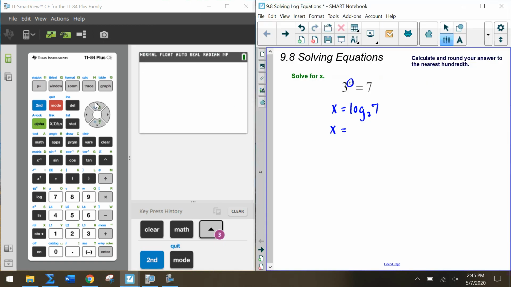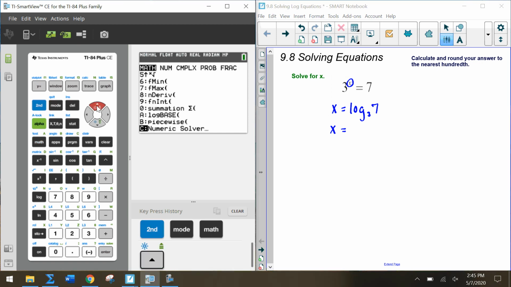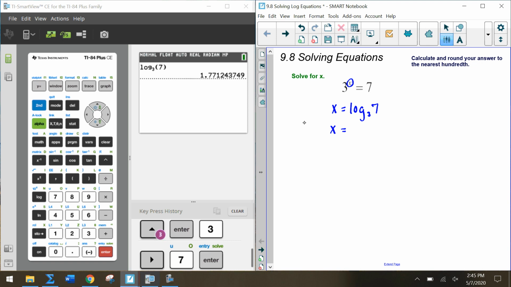So how do we do this in our calculator? If we hit the math button, and then hit the arrow up, notice how it says log base parentheses. That's what we're going to select. And then look, we can input the base. So I'm going to input the base of 3 of 7, log base 3 of 7, and I get 1.77. And I'm going to round to the nearest hundredth. So on my notes, I'm going to say x is 1.77, and that is our answer.